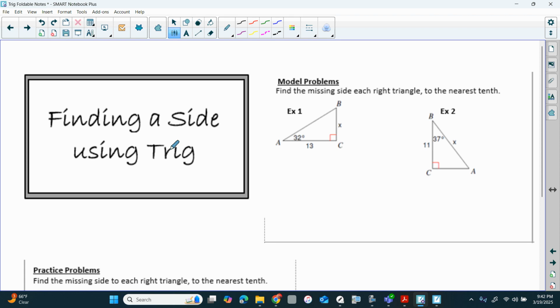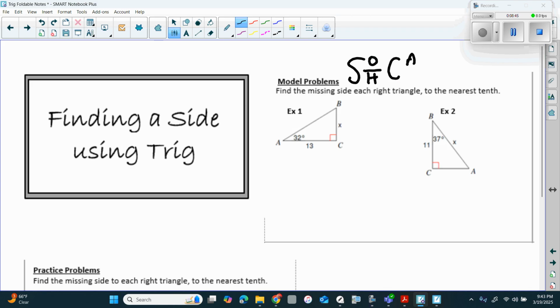I'm going to go through the steps on how you're going to do that. Hold on just a second. All right, so in order to do this, we have to remember the little acronym SOHCAHTOA. Sine is opposite over hypotenuse. Cosine is adjacent over hypotenuse. Tangent is opposite over adjacent. We're going to use this to set up and solve to the nearest tenth.